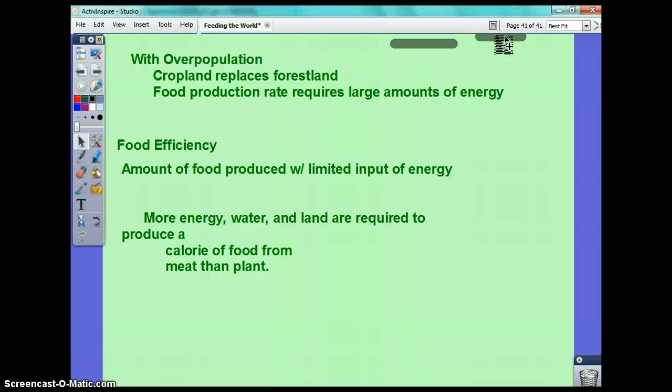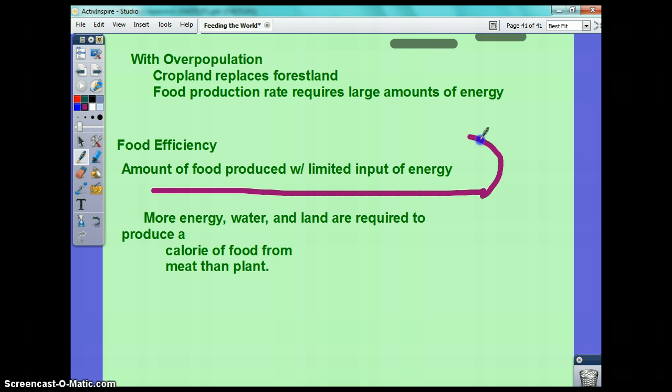Okay. Food efficiency. We want to try to produce the most amount of food with the least input of energy. Remember the input versus the output. You want to reduce your fossil fuel use and compare it to the unit of energy produced, which is really complicated, or calorie of food. And that is all.